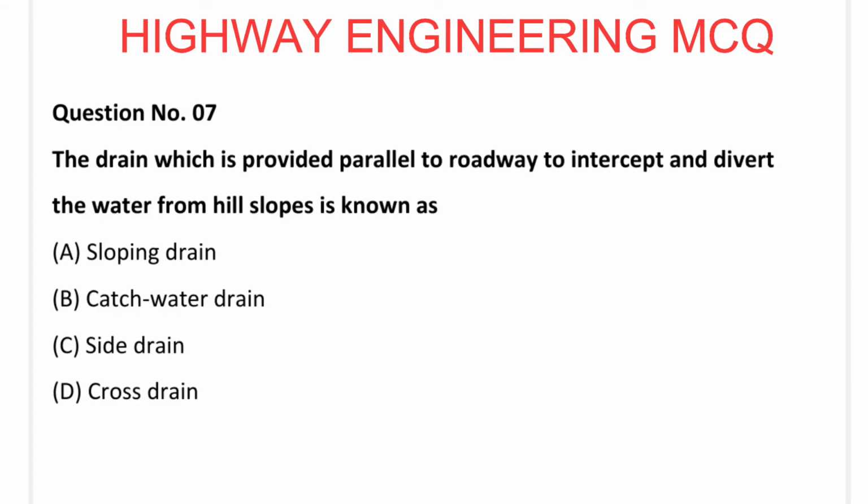So next question, the drain which is provided parallel to the roadway to intercept and divert the water from hill slope is known as option A, sloping drain; option B, catch water drain; option C, side drain; option D, cross drain. So the answer is B, catch water drain.